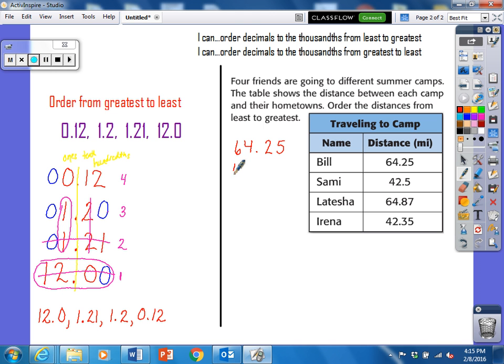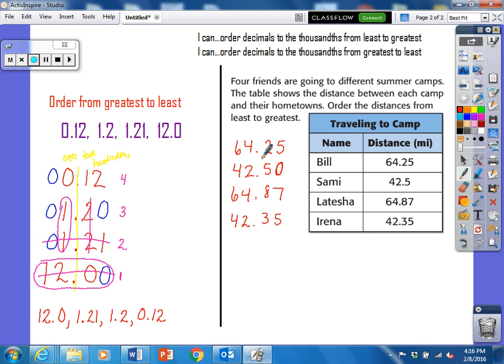So 42 and 5 tenths, 64 and 87 hundredths, and 42 and 35. Okay, again I'm going to fill in any placeholders that I might have, and it looks like all the tens are there, all the ones, all the tenths, not all the hundredths are there, so there we go.